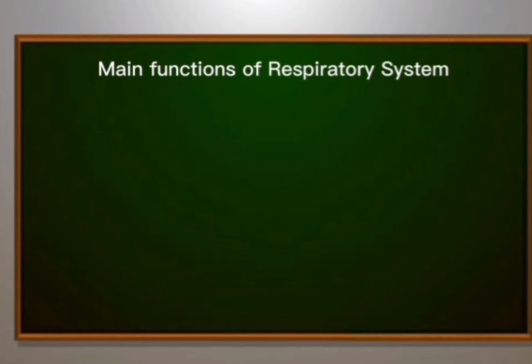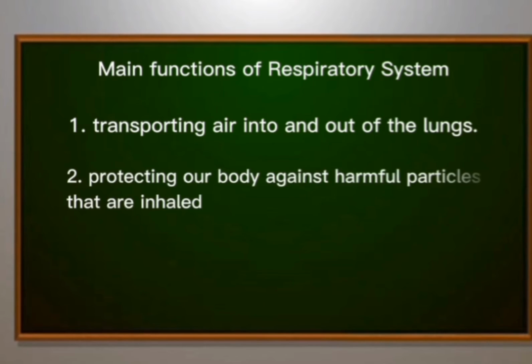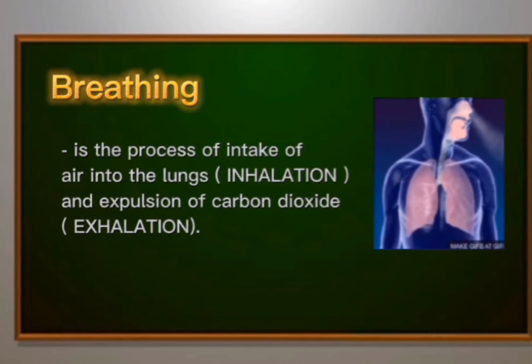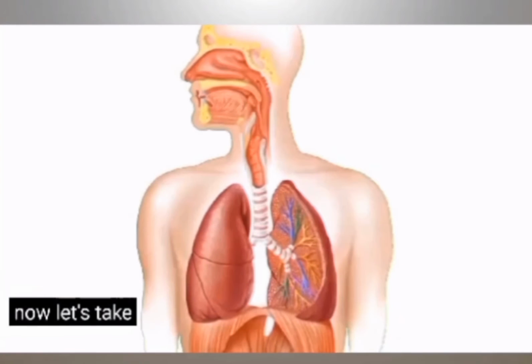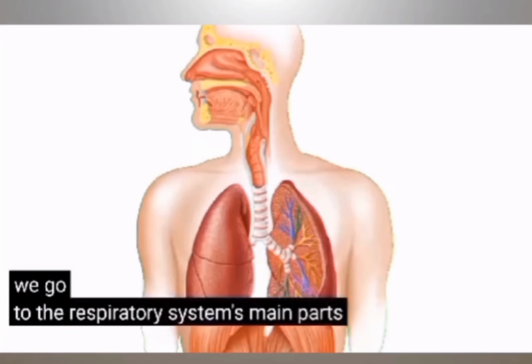The main functions of the respiratory system are: first, transporting air into and out of the lungs; second, protecting our body against harmful particles that are inhaled; and the most important part, the gas exchange of oxygen and carbon dioxide, basically about breathing. Breathing is the process of intake of air into the lungs, or the inhalation, and expulsion of carbon dioxide, or the exhalation. Now, let's take a look at the diagram and go through the respiratory system's main parts.